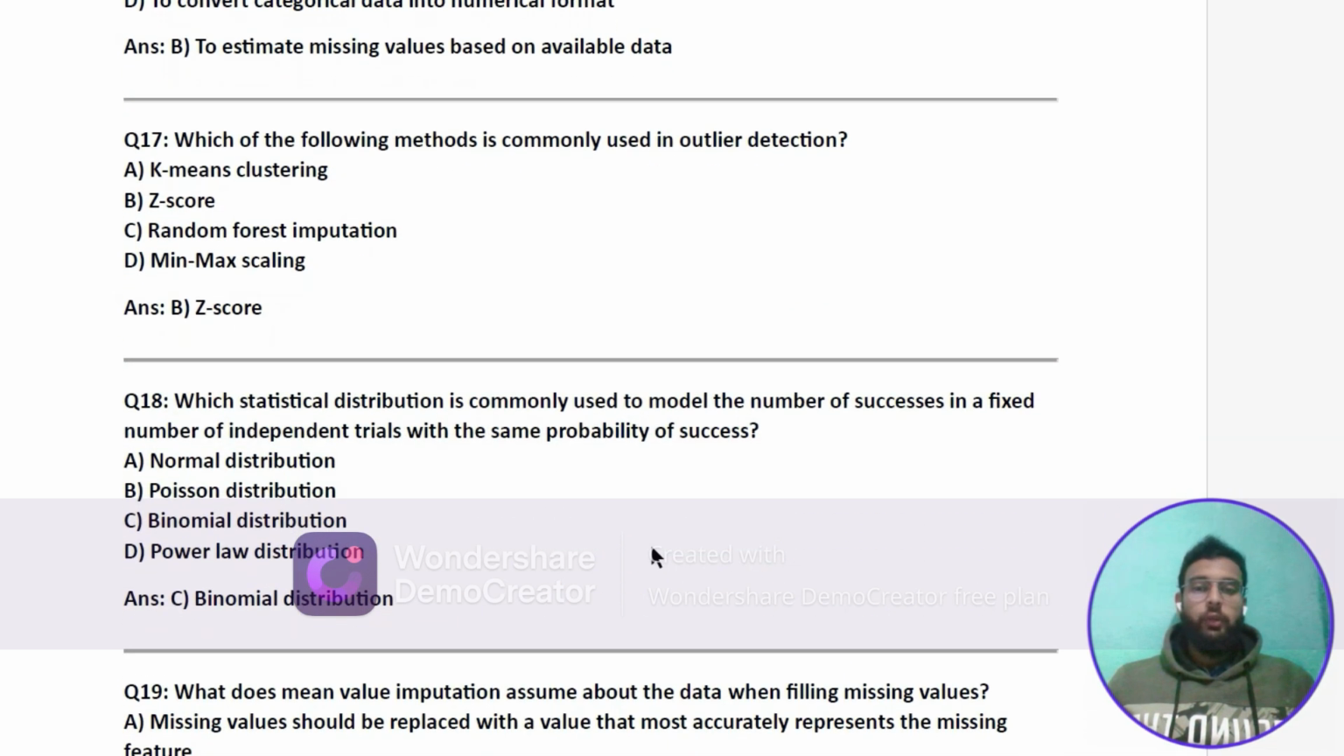The 17th question is, which of the following methods is commonly used in outlier detection? A. K-means clustering, B. Z-score, C. Random forest imputation, or D. Min-max scaling. So the correct answer for this is option B, Z-score.